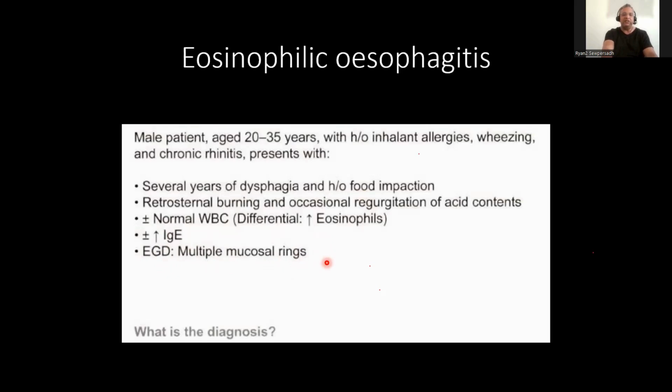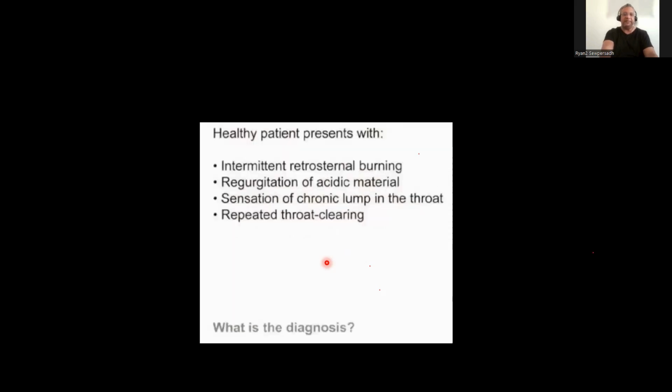All right. This is what we call eosinophilic esophagitis. Okay, so the clues there are a hypersensitivity, together with the high IgE, the eosinophilia on the differential, and the multiple mucosal rings. Very specific phenotype.